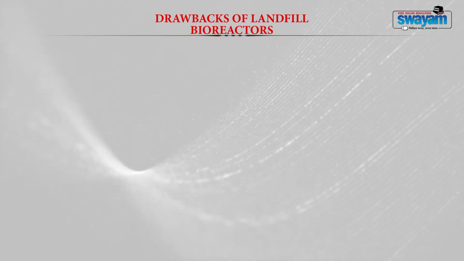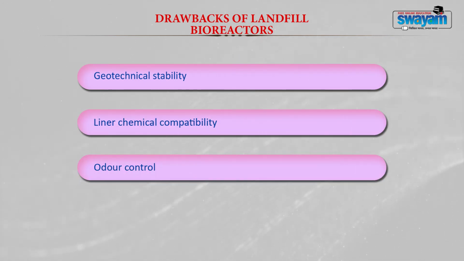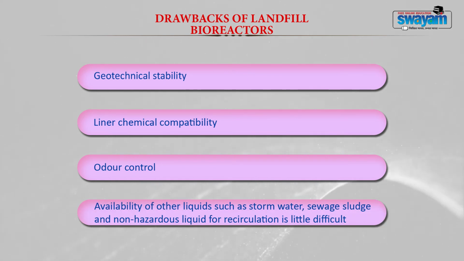Now, the disadvantages of the landfill bioreactor are: First, the cost of construction is high, as it involves a lot of engineering aspects. Numerous networks of pipes and gas collection units are required, which will further increase the cost of construction. You need skilled laborers to operate this landfill bioreactor. You need proper temperature control, especially in your aerobic bioreactors. Some of the other drawbacks can be geotechnical stability, liner chemical compatibility, odor control, and the availability of other liquids like storm water, sewage and other non-hazardous liquid for recirculation is a little difficult.